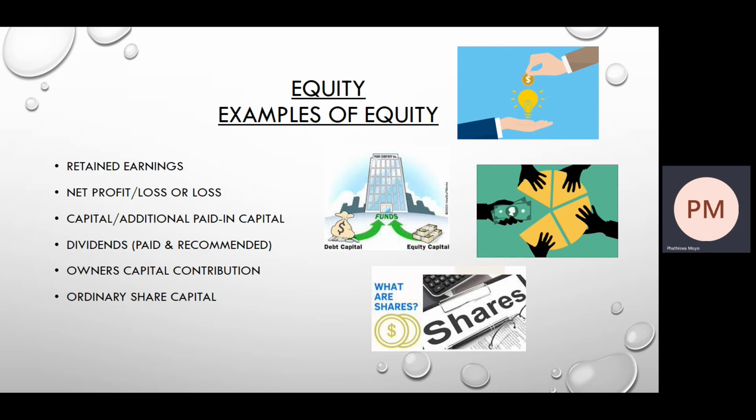Then the dividends paid and recommended. This is your interim dividends and your final dividends. So they always reduce equity, because we're distributing what is due to shareholders. Then owner's capital contribution, we've already mentioned that. And ordinary share capital, this is the issue of shares to the public for subscription.